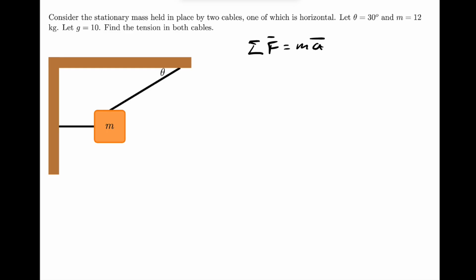Now for the problems that we're considering today, the acceleration is actually going to be equal to 0. So let's get into this. Okay, here we go. Consider a stationary mass held in place by two cables, one of which is horizontal. Let theta be 30 degrees. So this angle right here is 30 degrees. And let m be 12. So the mass is 12 kilograms.